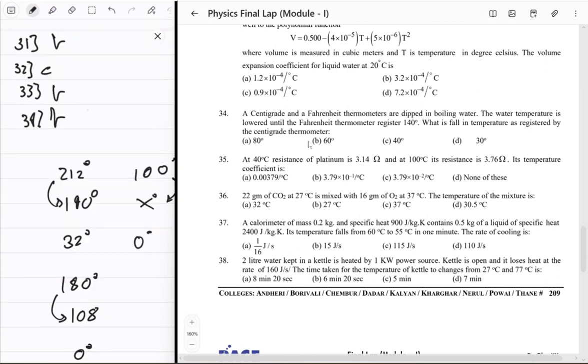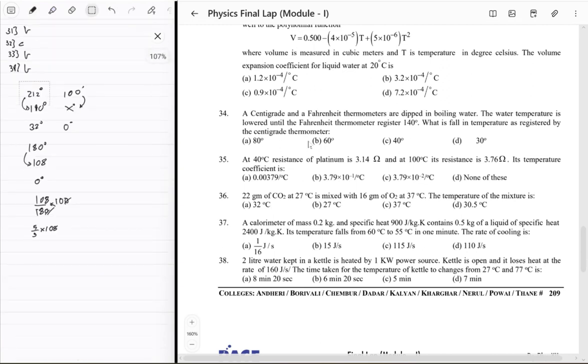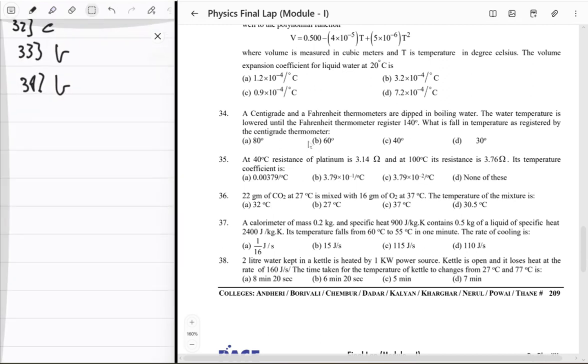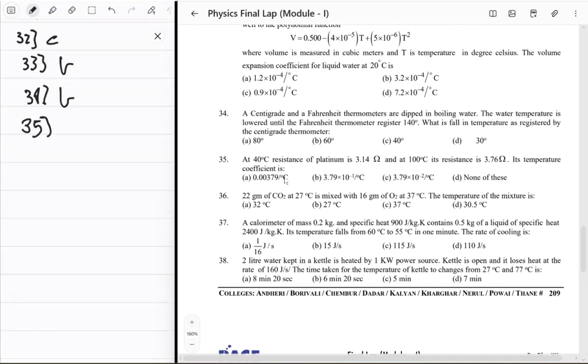Next question. 35. At 40 degrees Celsius resistance of platinum is this thing, and at 100 degrees Celsius it is this thing. Its temperature coefficient is, wait, what? Temperature okay, so the resistance or temperature coefficient, of course. So the resistance is given by, actually I should say resistivity, but क्या फर्क पड़ रहा है? Because same dimensions, right? Actually नहीं, not the same dimensions unfortunately. It's temperature coefficient, but temperature coefficient of what? Of resistance or of resistivity?